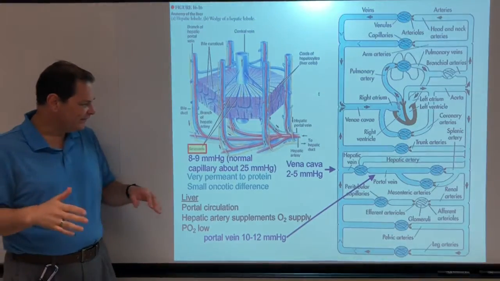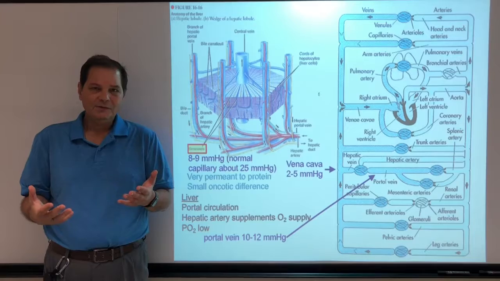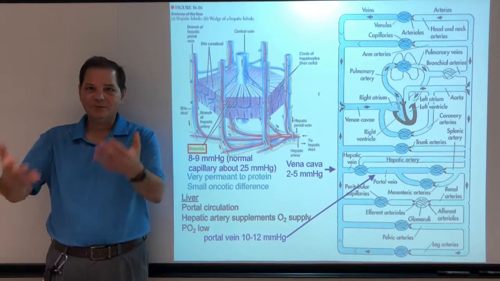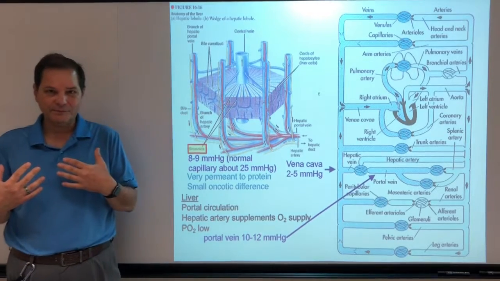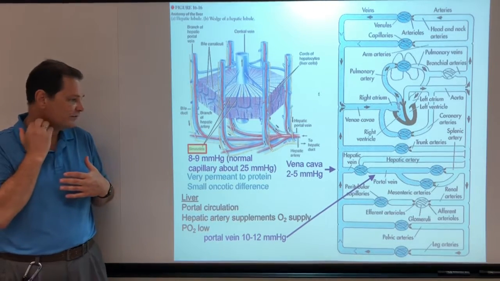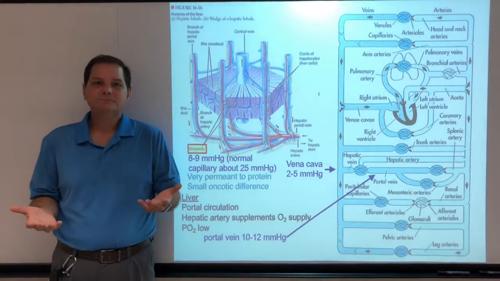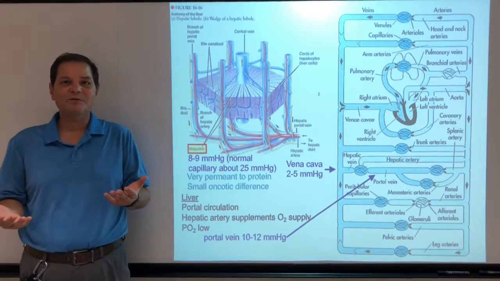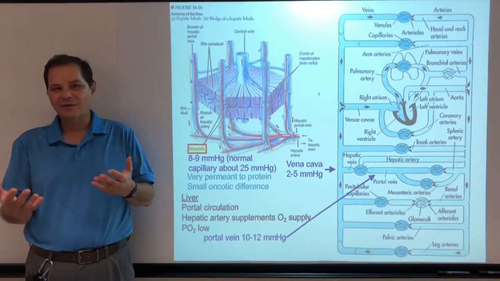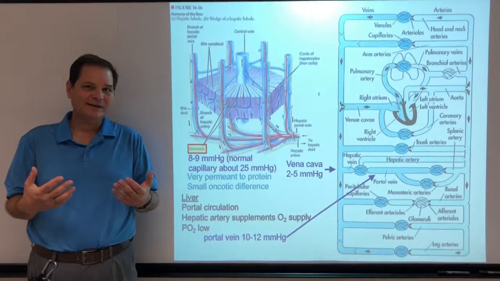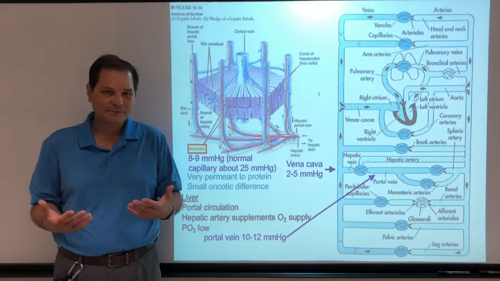So what that means is that you've got relatively little filtration going on. You've got relatively little reabsorption going on because your wall is very permeant to protein and your oncotic pressure is low. So what that means is that your liver is a swamp. Okay, basically not much is moving. The blood enters and not a lot of water leaves, not a lot of water is coming back in, and it's very, very easy to disrupt that balance.